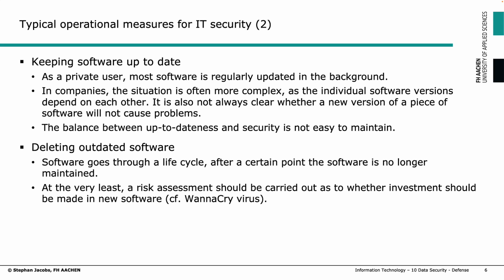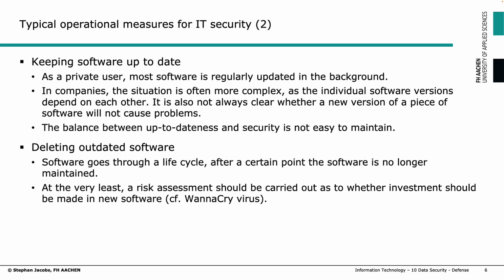Next one is about keeping software up to date. You might remember the WannaCry virus, or you have heard that 99% of attacks make use of known exploits where most of them are already closed by a patch. However, this correction is not installed. As a private user, most often your software is regularly updated in the background. This includes, for example, your Windows or your iOS operating system.